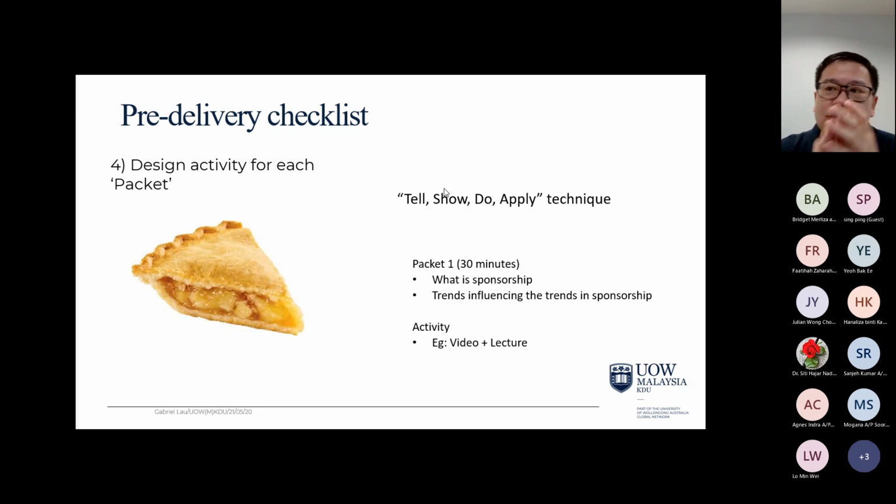Now, then you design an activity for each packet. Remember, I broke it down into 3 packets, so we design an activity for each of these packets. So basically, an example will be over here: packet 1, 30 minutes. What is sponsorship, trends influencing the trends in sponsorship? So I would think, I want to educate my students about what is sponsorship. So what can I do? Maybe I will show a video, and after that, I will evaluate or I will speak through a lecture. So I will show the video.